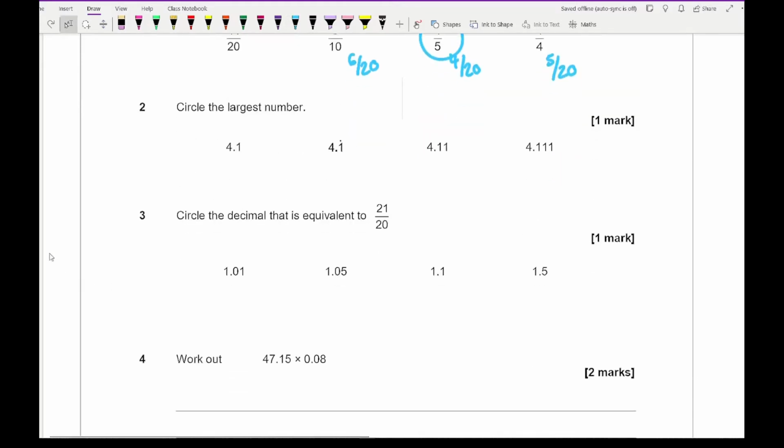The next question then says to circle the largest number, and the largest number is going to be 4.1 recurring. For question 3, it says circle the decimal that is equivalent to 21 over 20. Now one way of doing this is you can do long division to work out the decimal equivalent, or you could write this as 10.5 over 10. Now from this, if you divide by 10, technically you're moving the decimal point one place, so it becomes 1.05.